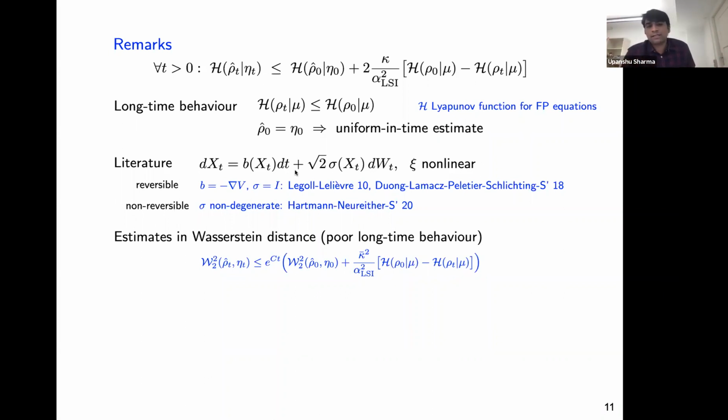The things that I showed you today are really about general SDEs. So you can work with general SDEs and general nonlinear functions, nonlinear mappings. All these estimates work in that case.